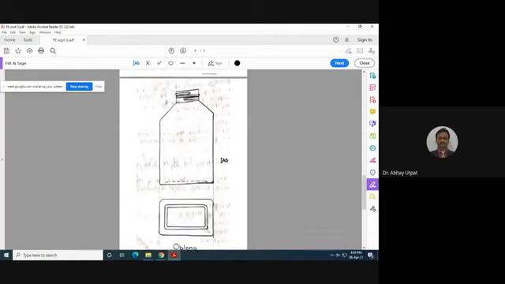Special considerations for bottle design. Now, which are the special considerations for bottle design? The important structural and mechanical considerations in bottle design include.